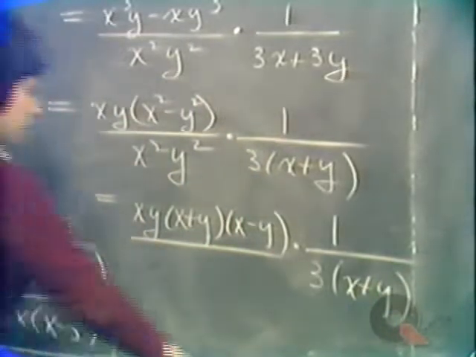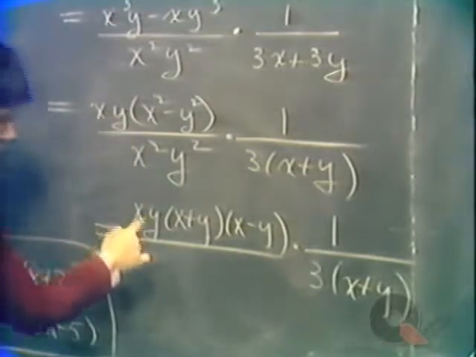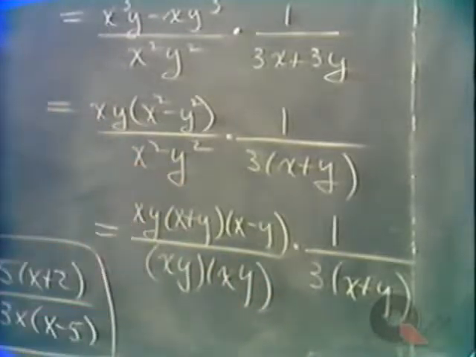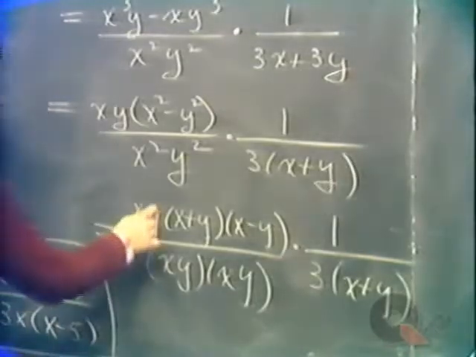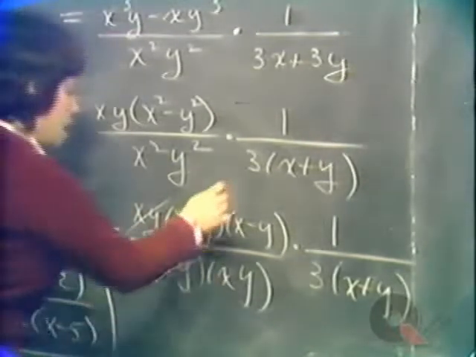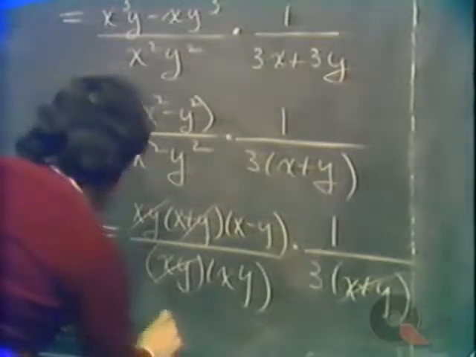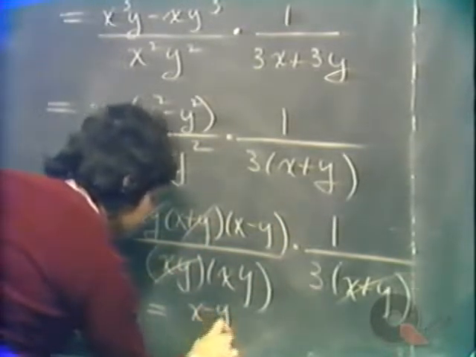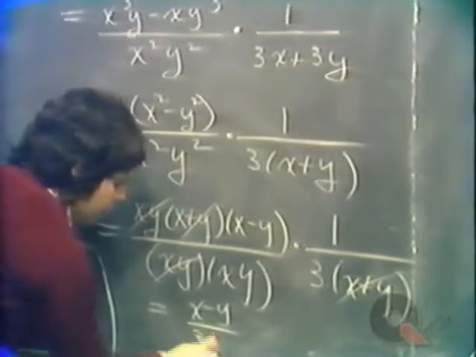Since I noticed the xy upstairs, let me write x squared y squared as xy times xy. Now let's see what can be canceled out. Xy is certainly a factor upstairs and downstairs, and so is x plus y. Leaving us with a final answer of, upstairs, just x minus y left, and downstairs x times y times 3, or 3xy.